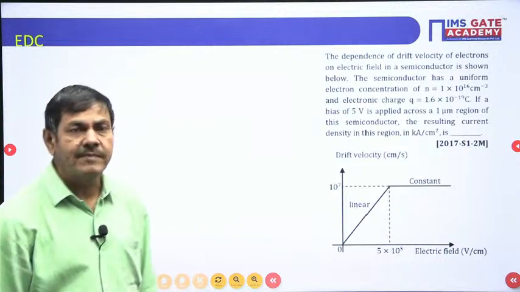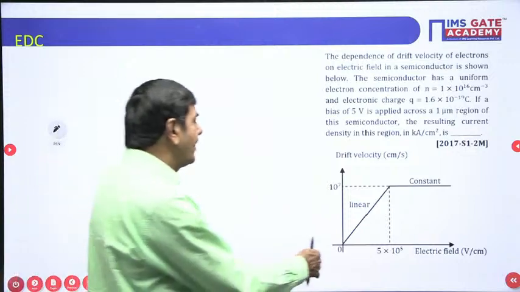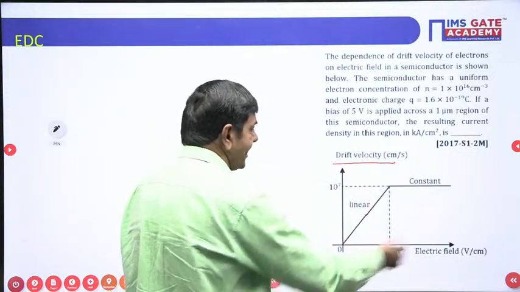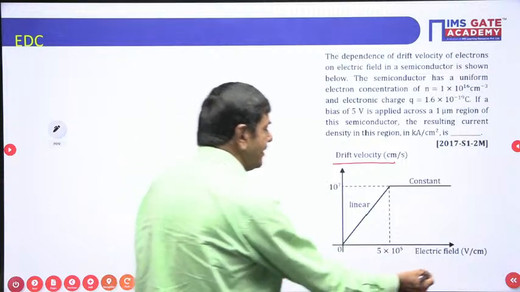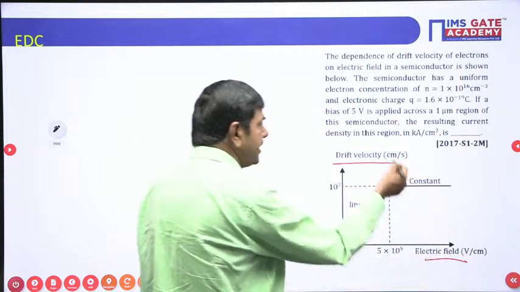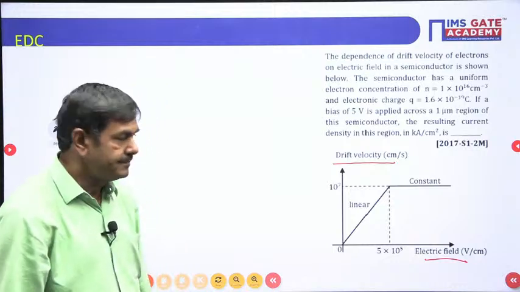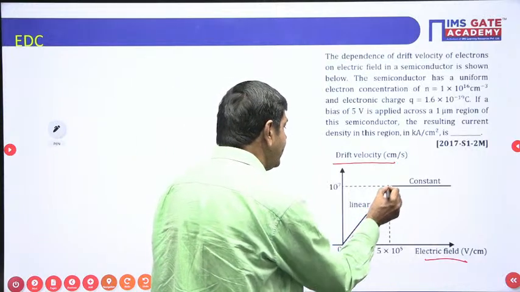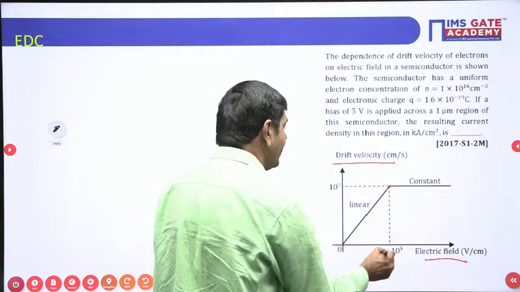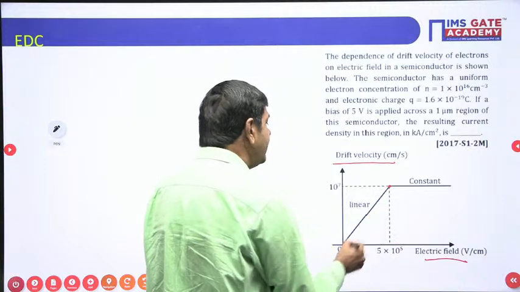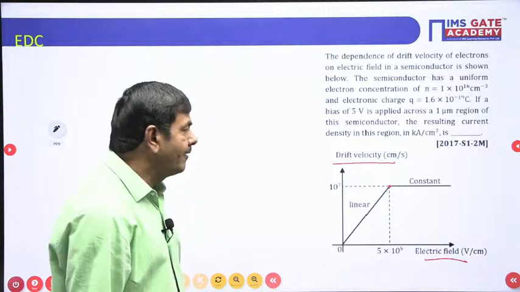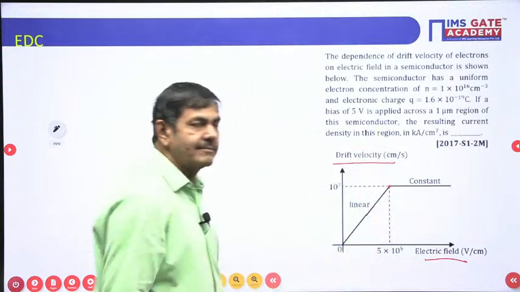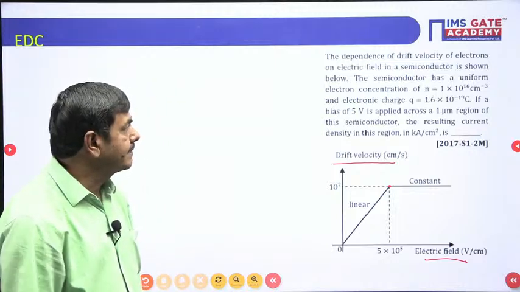What graph is given in the problem? This is a drift velocity graph. The Y-axis is the drift velocity, and the X-axis is the electric field, in volts per centimeter, and centimeters per second. Up to some portion, we find the curve is linear. Up to 5 into 10 power 5, it is a linear curve only. Then after that it is constant. The curve shape is given like this.